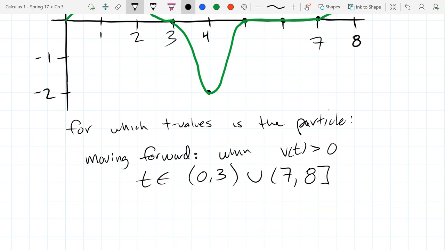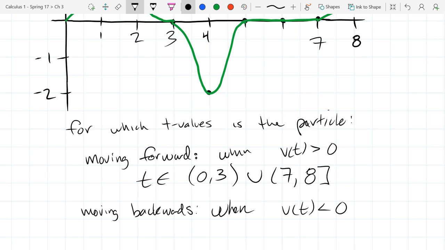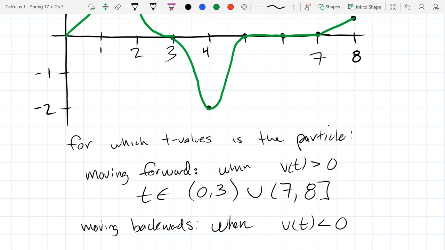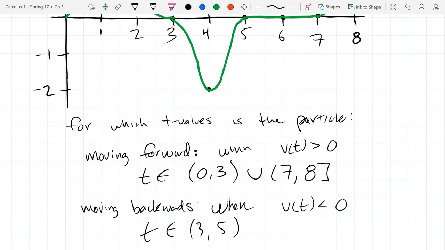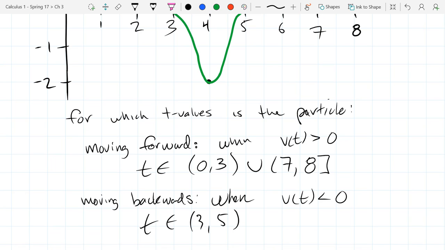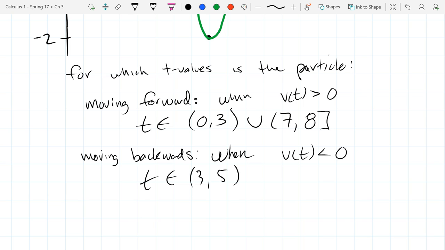So that's moving forward. Next one, moving backwards. So of course, that's the opposite condition of moving forwards. Well, almost the opposite. The actual opposite would be less than or equal to, but we don't want to allow equal. So write down the interval or intervals that we're going to move backwards. So that means our graph is less than zero. So backwards we have 3 to 5, but don't include 3, don't include 5, because you're not moving. Next, velocity. Let's go with not moving now.